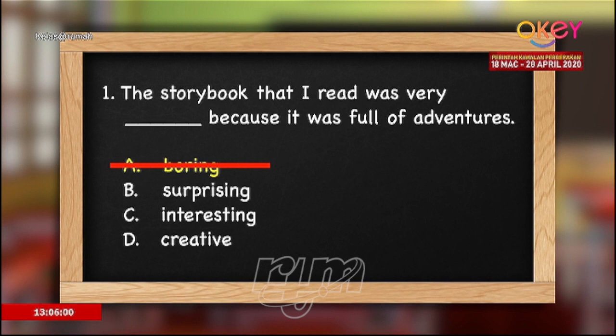So between the words surprising, interesting, and creative, which one best suits the word exciting? The answer is C, interesting. Surprising means something that you wouldn't expect to happen. Creative means thinking about something in a unique way.